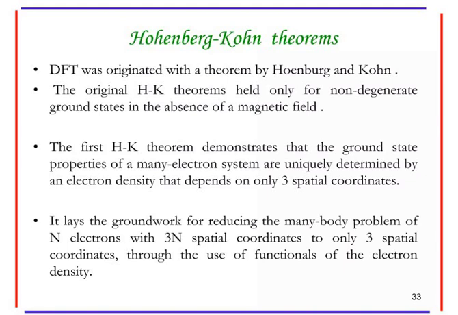Hohenberg-Kohn theorems. DFT was originally based on the theorem by Hohenberg and Kohn. The original HK theorem, HK meaning Hohenberg and Kohn, held only for the non-degenerate ground state in the absence of a magnetic field. So the first HK theorem demonstrates that the ground state properties of many-electron systems are uniquely determined by the electron density that depends on only three spatial coordinates.